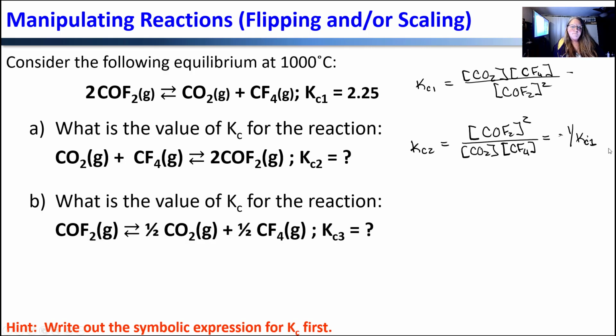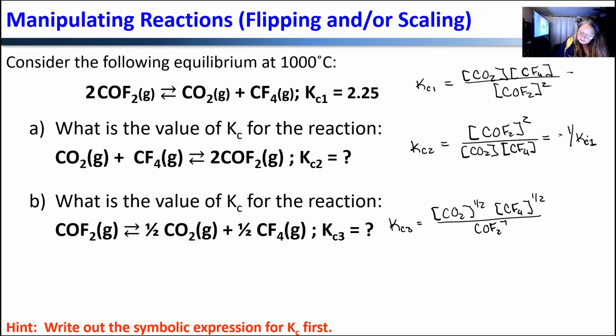There we go. So if I change the order, I just take the inverse of my equilibrium constant. So that's not so bad. Now what about if I multiply everything by 1/2? So I'm going to have my initial equation, the COF2, I'm going to multiply by 1/2, otherwise known as dividing by 2, right? What do I get here? I get Kc3 is going to equal CO2 to the 1/2 times CF4 to the 1/2 divided by COF2.